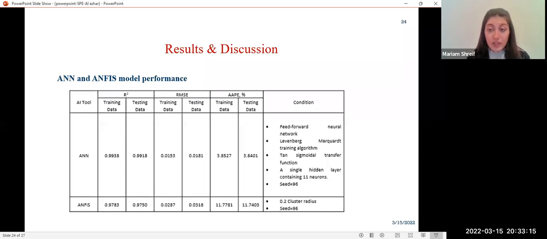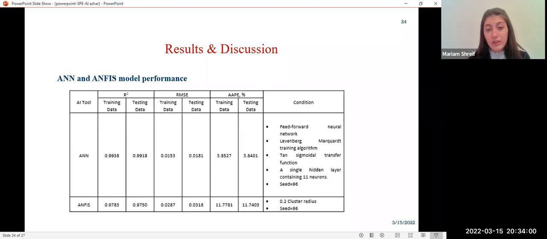So in summary, we used the feed-forward neural network for ANN. We used the Levenberg-Marquardt training algorithm. We used the tan sigmoid transfer function, and a single hidden layer consisting of 11 neurons. And the seed is equal to 96. What is the seed? It's a parameter that we need in order to help us reproduce the results. So each time we run the model, we are able to get results that are slightly different.